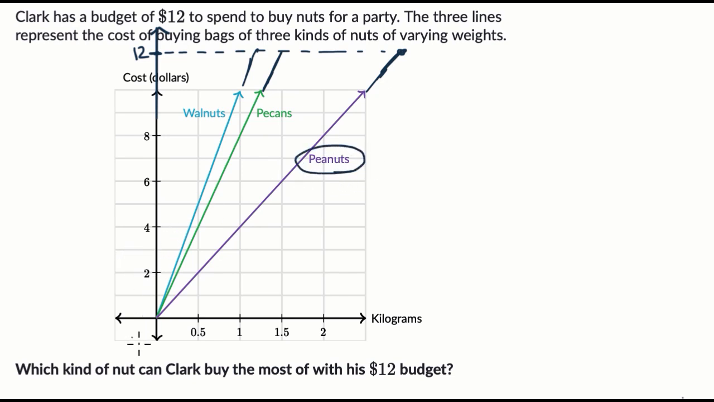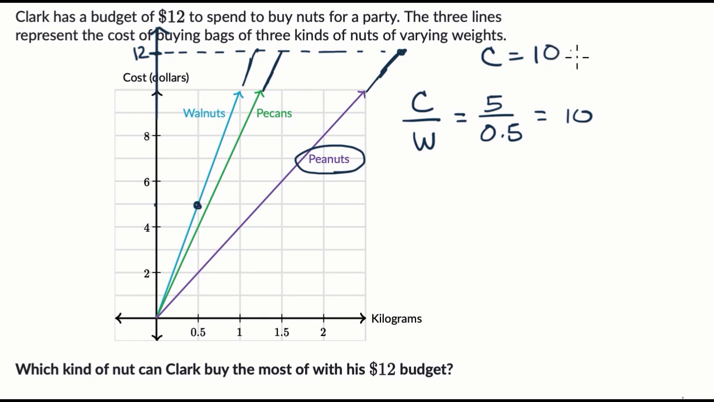Another way that you could try to do this is you could try to establish the equation for each of these. You could see that at least for walnuts, you pay $5 for every 0.5 kilograms of walnuts. So if you were to take the cost and divide it by the walnuts, it would be 5 divided by 0.5, which is the same thing as 10. Or another way to think about it is the cost of the walnuts, or the dollars, is going to be equal to 10 times the number of walnuts. The constant of proportionality is 10. You could view that as $10 per kilogram of walnuts.